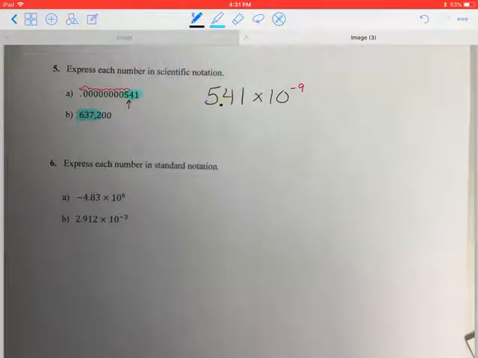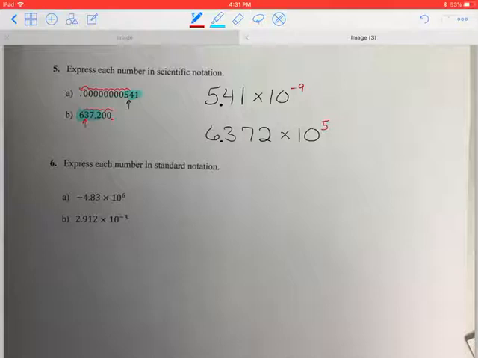Let me switch back here. So for the second problem, I keep everything but the zeros. I want it to be a number between 1 and 10, so I put the decimal between the 6 and the 3. I'm going to multiply that by a power of 10. So if I think about where I put the decimal this time, I put it right here. Originally it was here after the 0. So to go back to the original, 1, 2, 3, 4, 5 to the right. So that's going to be an exponent of +5.